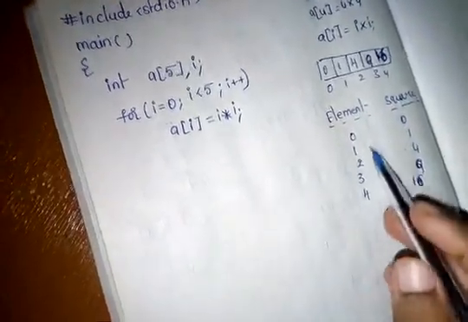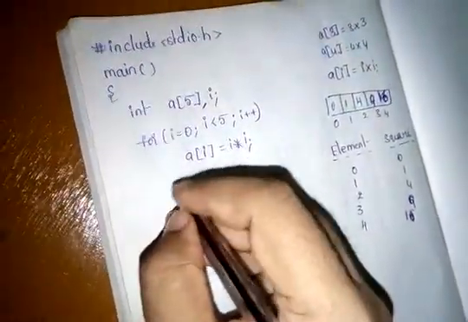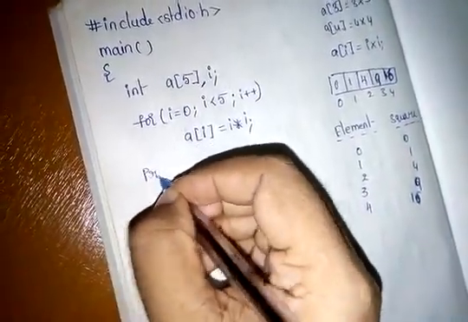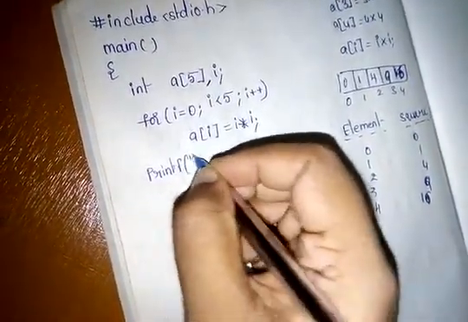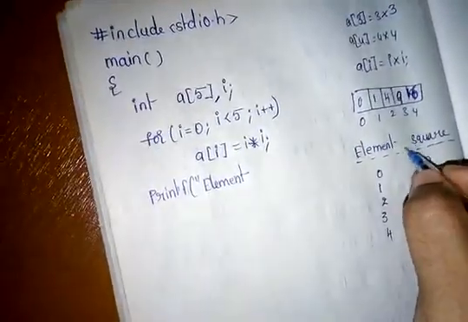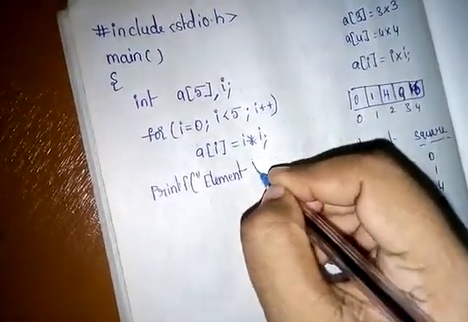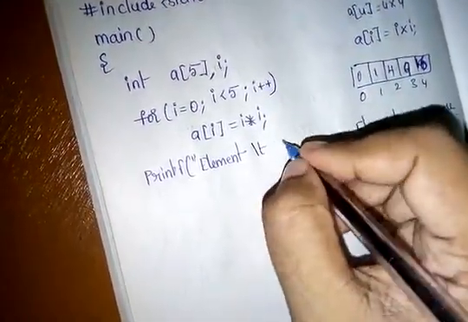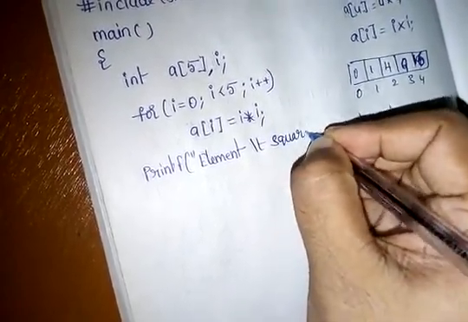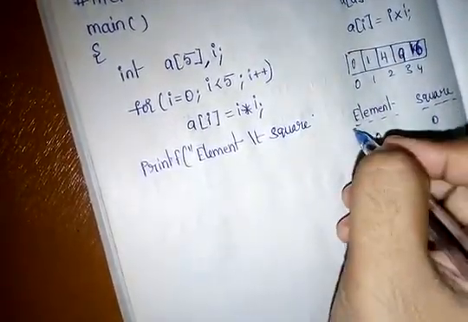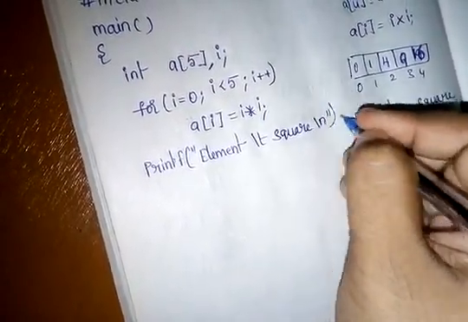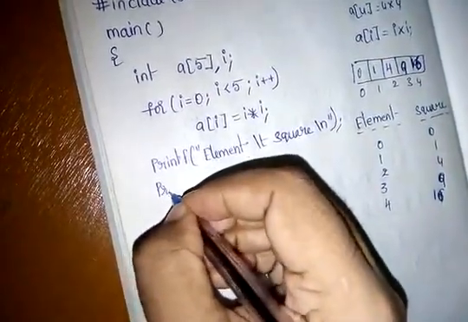Okay, so likewise you need to print your elements. In order to print this heading, I am writing a printf statement, printf element. See, we have some space between these two words, so I am taking \t for a tab of spaces, and then square. Next, this underline should come in the next line, so I am using \n, close. Again one more printf.